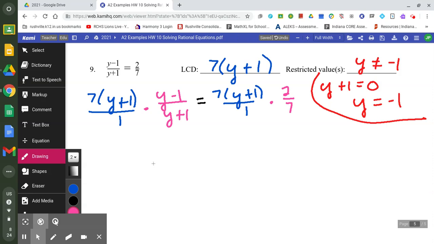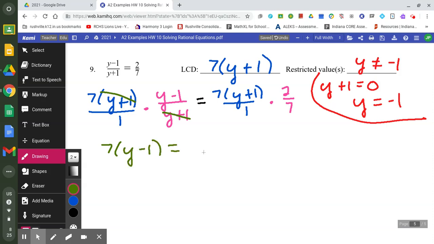Okay, now that I have those set up, I can do my canceling. So this y plus 1 on top, y plus 1 on bottom cancel. So I have 7 times y minus 1 equals, and then that 7 and that 7 cancel. So I have 2 times y plus 1. So now I'll have 7y minus 7 equals 2y plus 2.